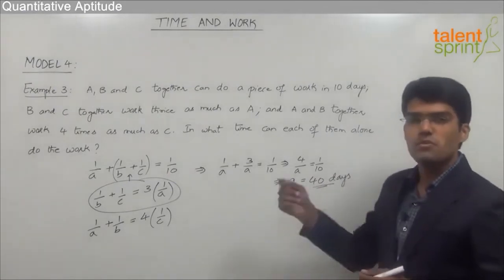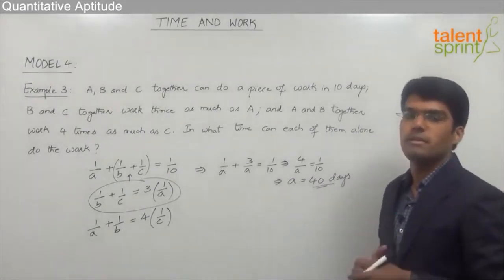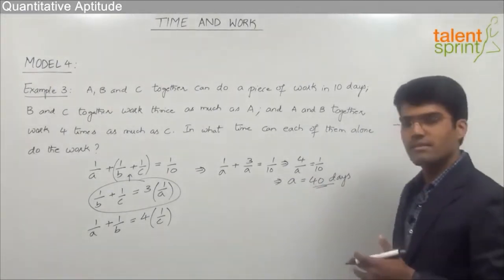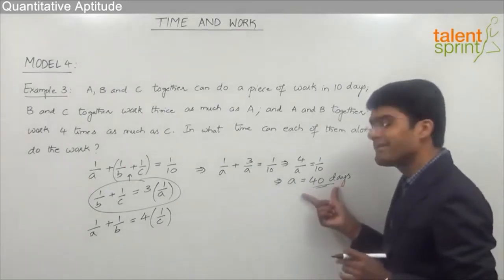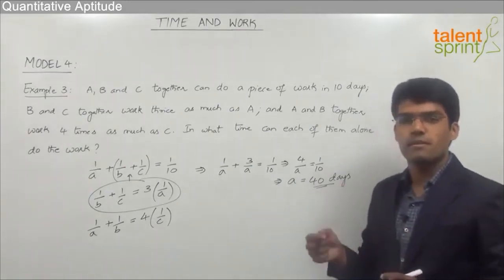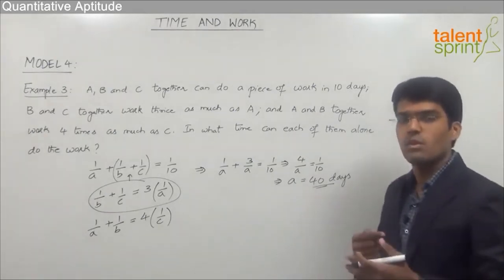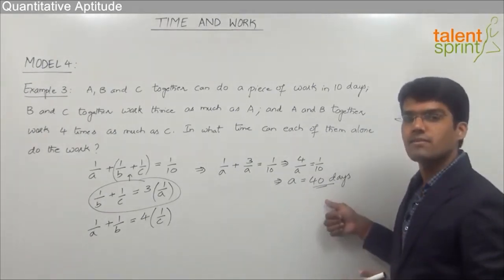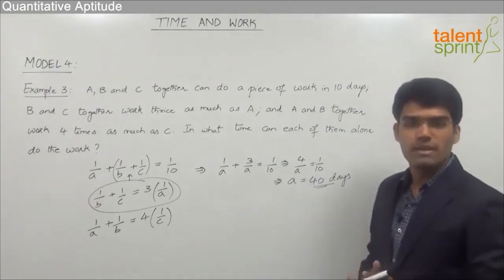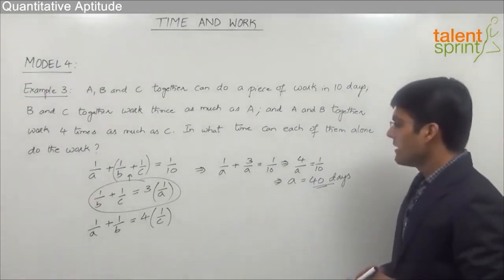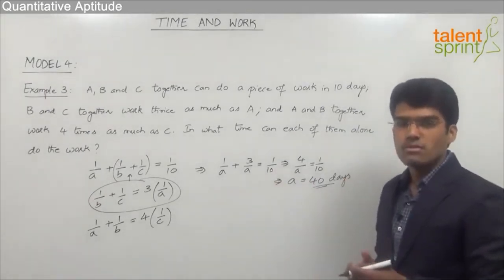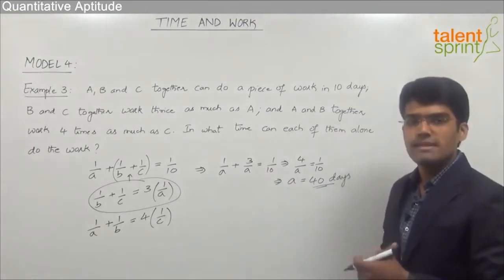Now we can proceed to find out the number of days required by B and C. But friends, when you are doing this in the exam, remember at this step, you just try to verify from the options which option has A equal to 40 days. If there is only one option which says that A takes 40 days, we need not find out the remaining values. But anyway, let us now proceed to find out how much time is required by B and C working alone.